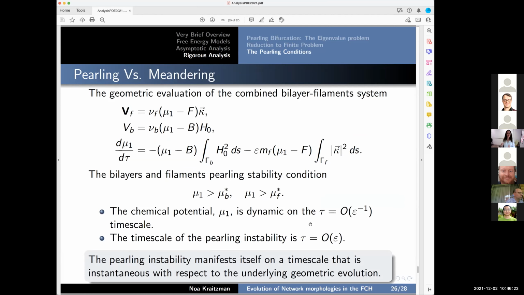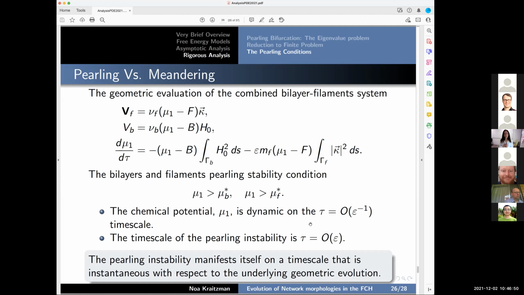And I was super rushing. Now we can talk of the full system. So we can consider both the bilayers and the spheres, and we can consider both geometric motion and the pearling. We can see that the pearling will occur on a much faster time scale than the meandering.